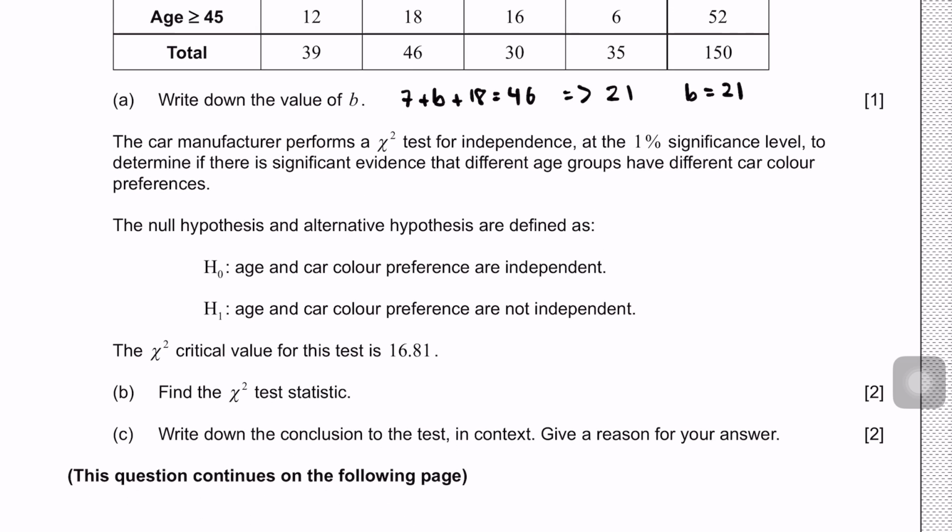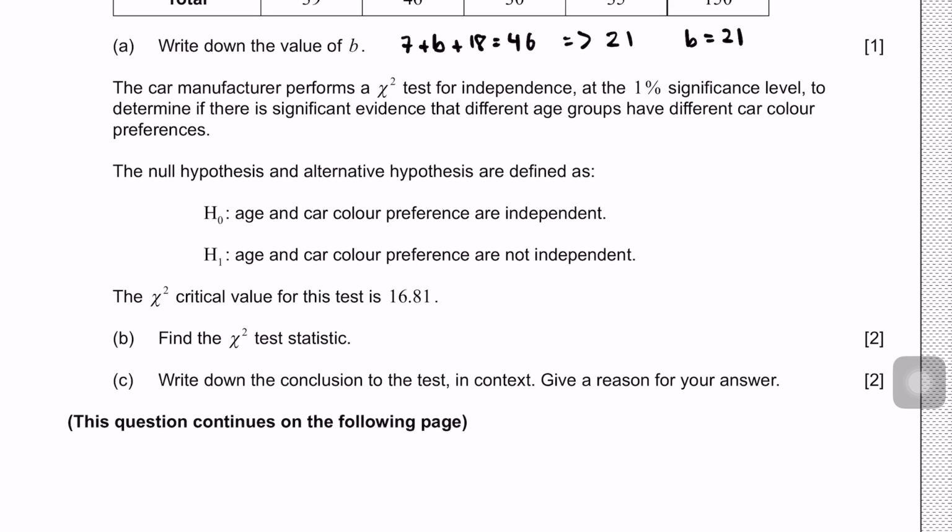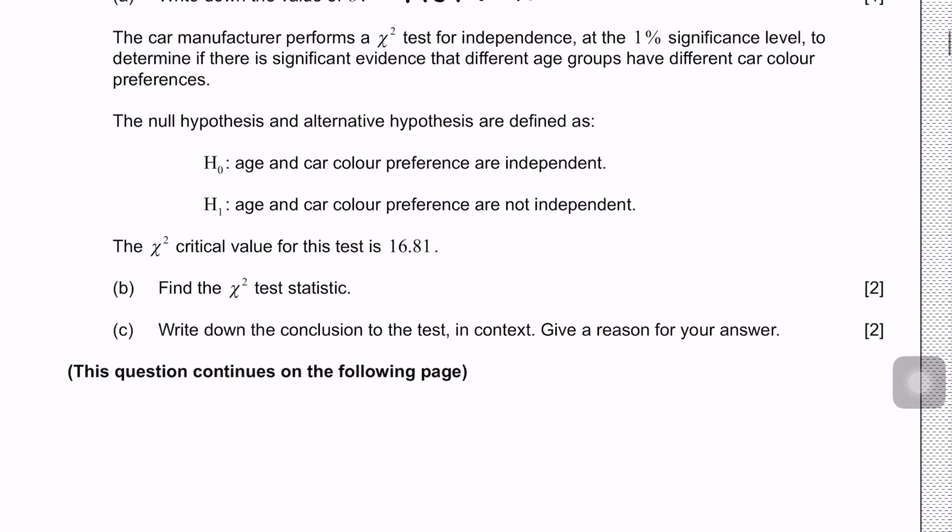The car manufacturer performs a chi-squared test for independence at the 1% significance level to determine if there is significant evidence that different age groups have different car color preferences. The null hypothesis and alternative hypothesis are defined as: the null hypothesis, age and car color preference are independent, or the alternative, age and car color preference are not independent. The chi-squared critical value for the test is 16.81, and then part B asks us to find the chi-squared test statistic, and then C, write down the conclusion of the test in context, give a reason for your answer.